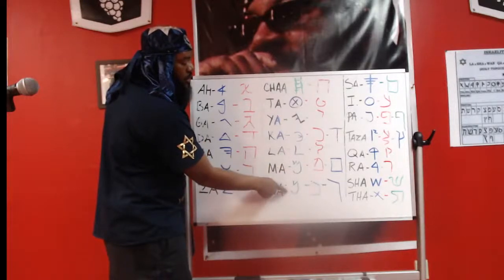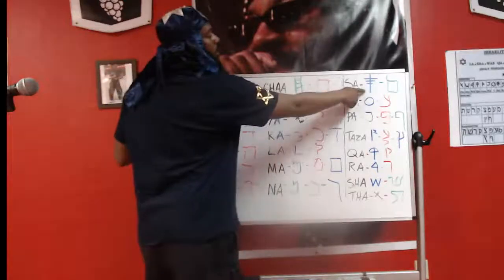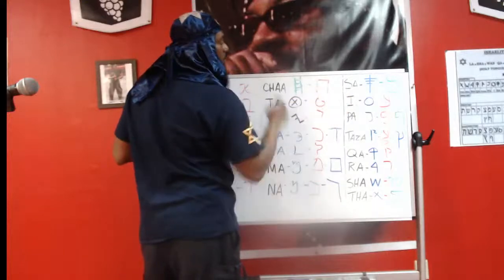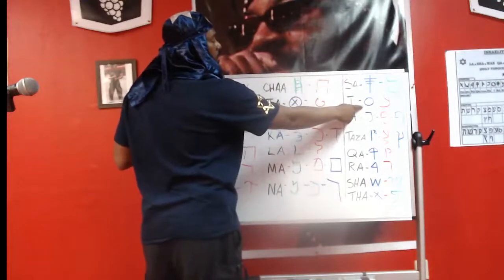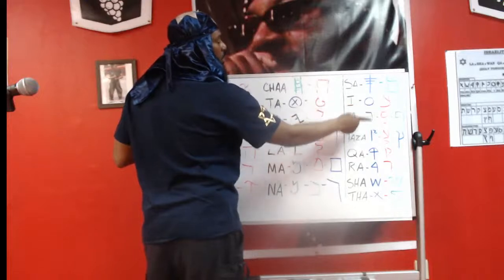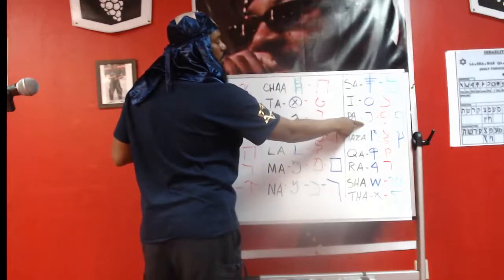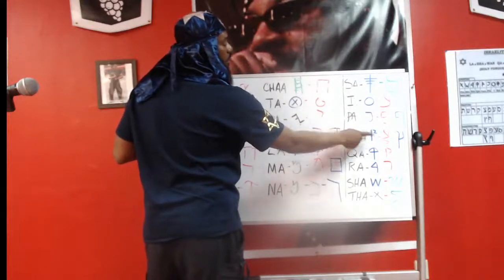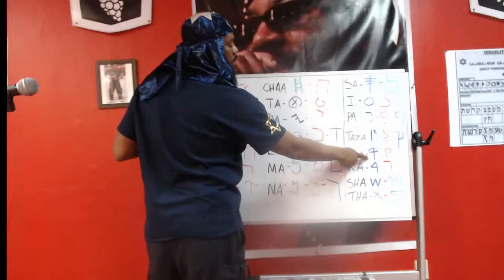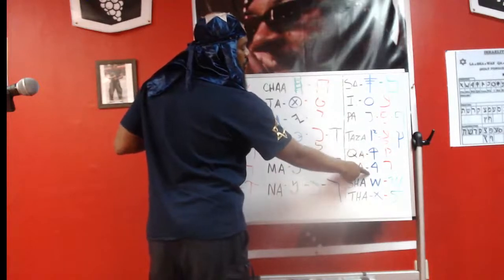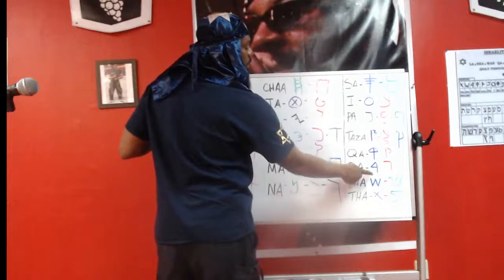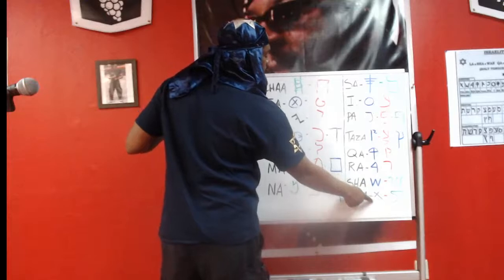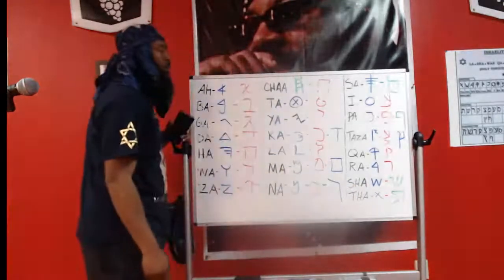Ma, Na, Sa, it's going to look like a flagpole or an antenna. I, it's going to look like the letter O. Pa, it's going to look like the letter J. Taza, Kwa, it's going to look like a mushroom. Ra, it's going to look like the number 4. Sha, English W. And Fa, it's going to look like a lowercase t on its side.